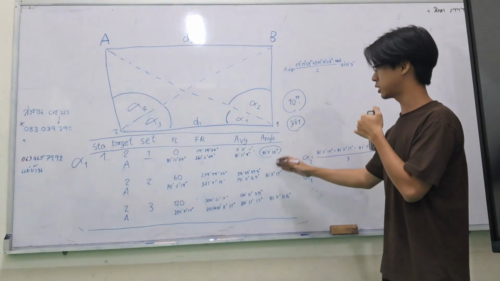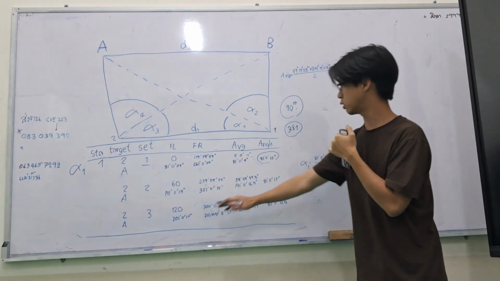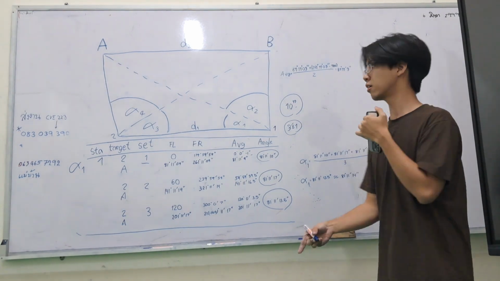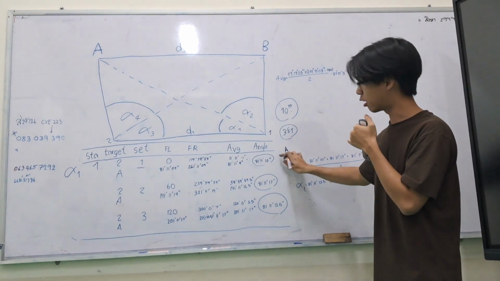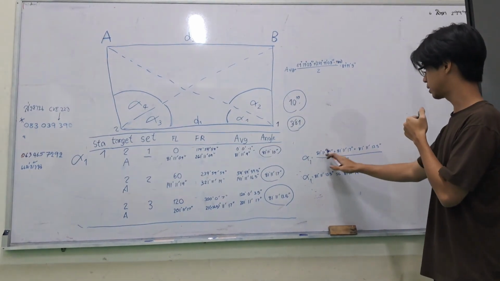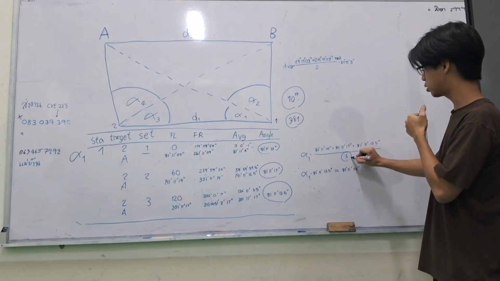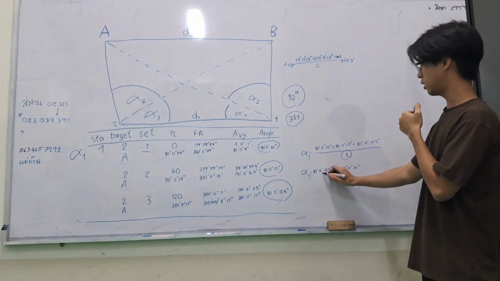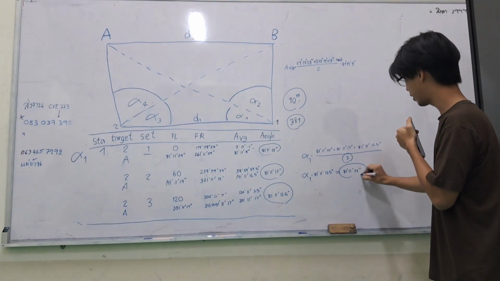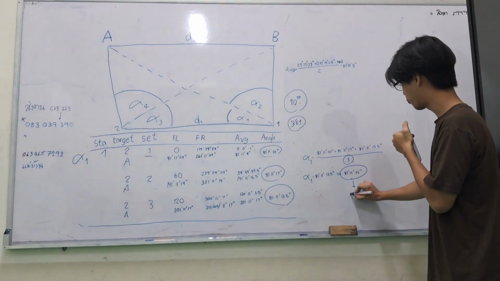We're going to do this procedure for set 2 and set 3 also, to get this angle and this angle. Lastly, we need to find the average of these 3 angles to get the actual alpha 1 angle. So we add these 3 together and then divide by 3. We got 81°11'13.5". We need to round it up, so we got 81°11'14" as our alpha 1.